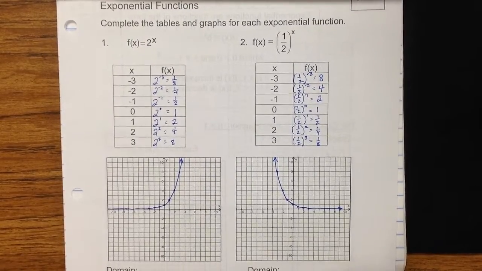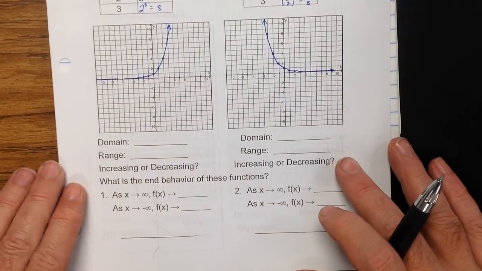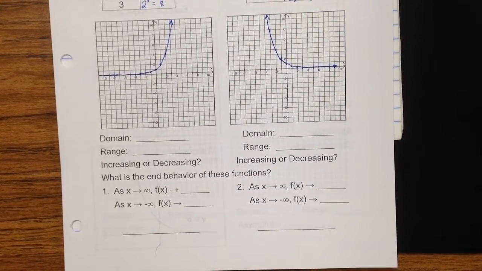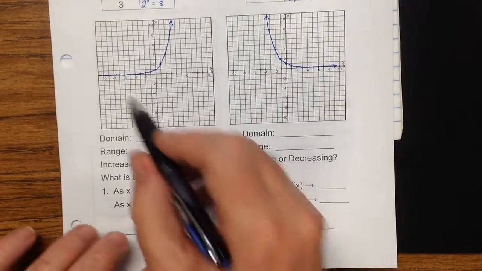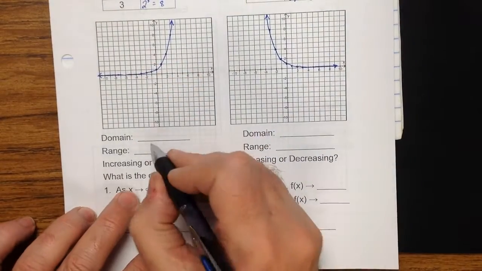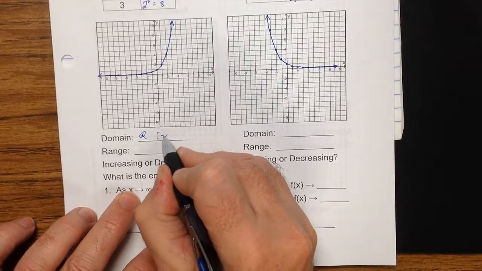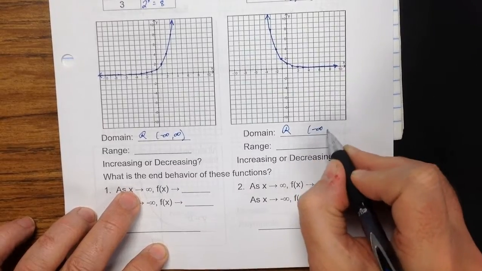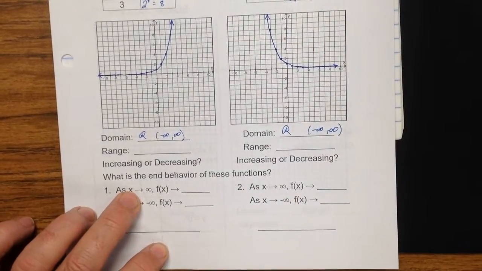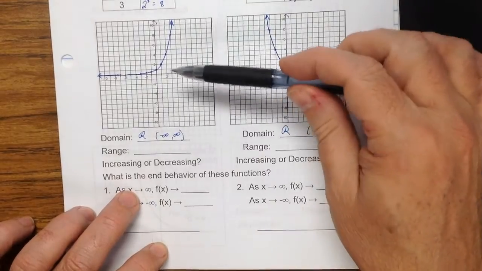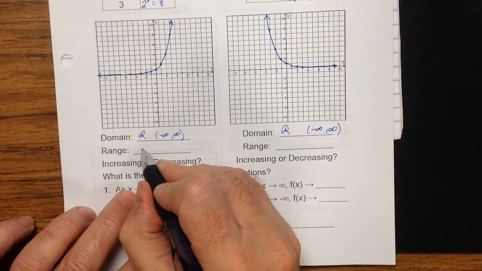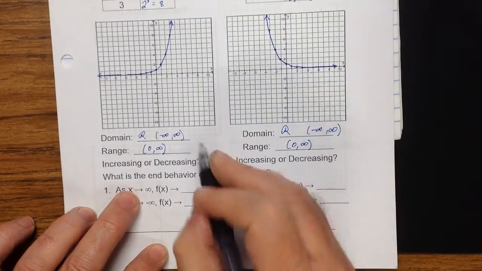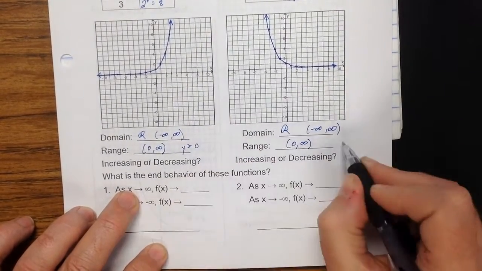Okay, so let's fill in the bottom down here. Domain for both of these, all real numbers. Should put an arrow on there. All real numbers from negative infinity to positive infinity. All real numbers, interval notation, negative infinity to positive infinity. The range, my y values, I never touch the x-axis, I never go below the x-axis, so this will be from 0 to infinity non-inclusive. In other words, in inequality notation, y is greater than 0.